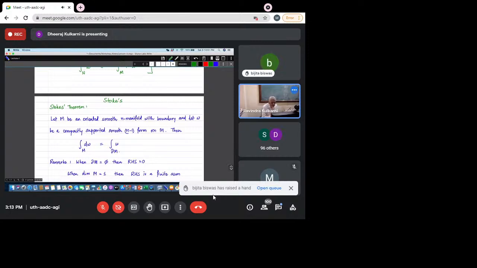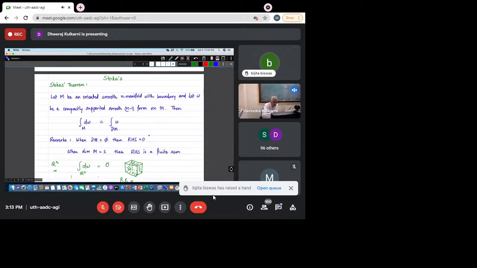So M is an oriented smooth manifold with boundary. If this orientation is preserved in the manifold... No, your statement doesn't make sense. When you say it is preserved in the manifold, what do you mean by it?